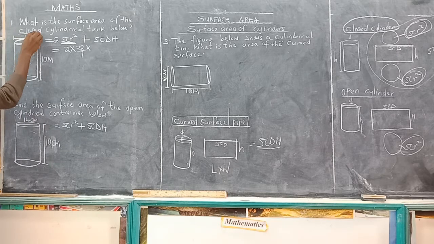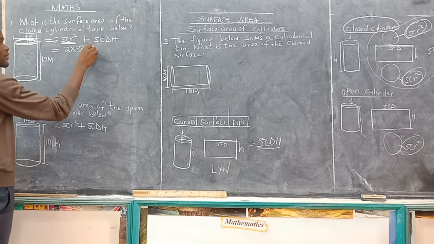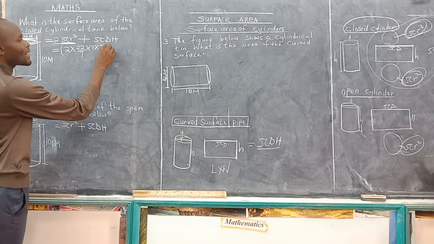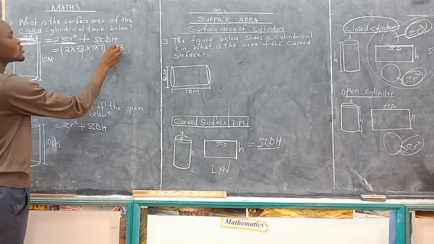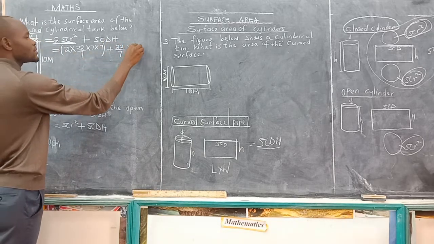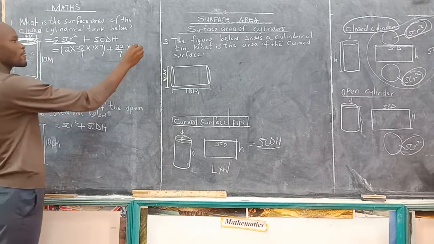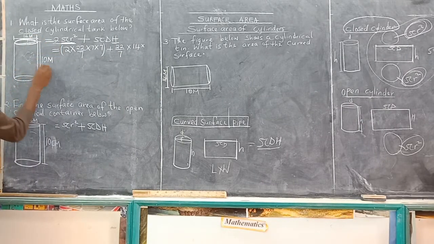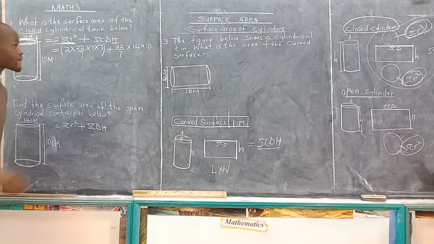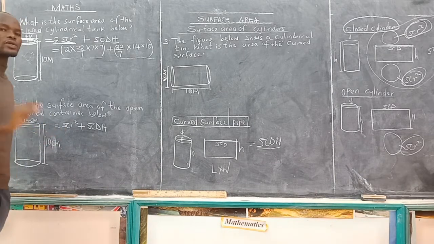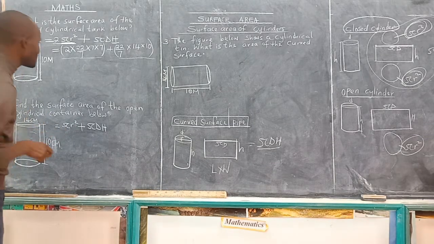If the diameter is 14, what is the radius? Divided by 2, you get 7 times 7. That is the first part of our formula, 2 pi r squared, plus 22 over 7 times the diameter, 14. I'm just using very simple numbers so that you can understand. Then you multiply by the height of the cylinder, that is 10 meters. So work out each part of the formula, then you add. Remember, we're talking about surface area.